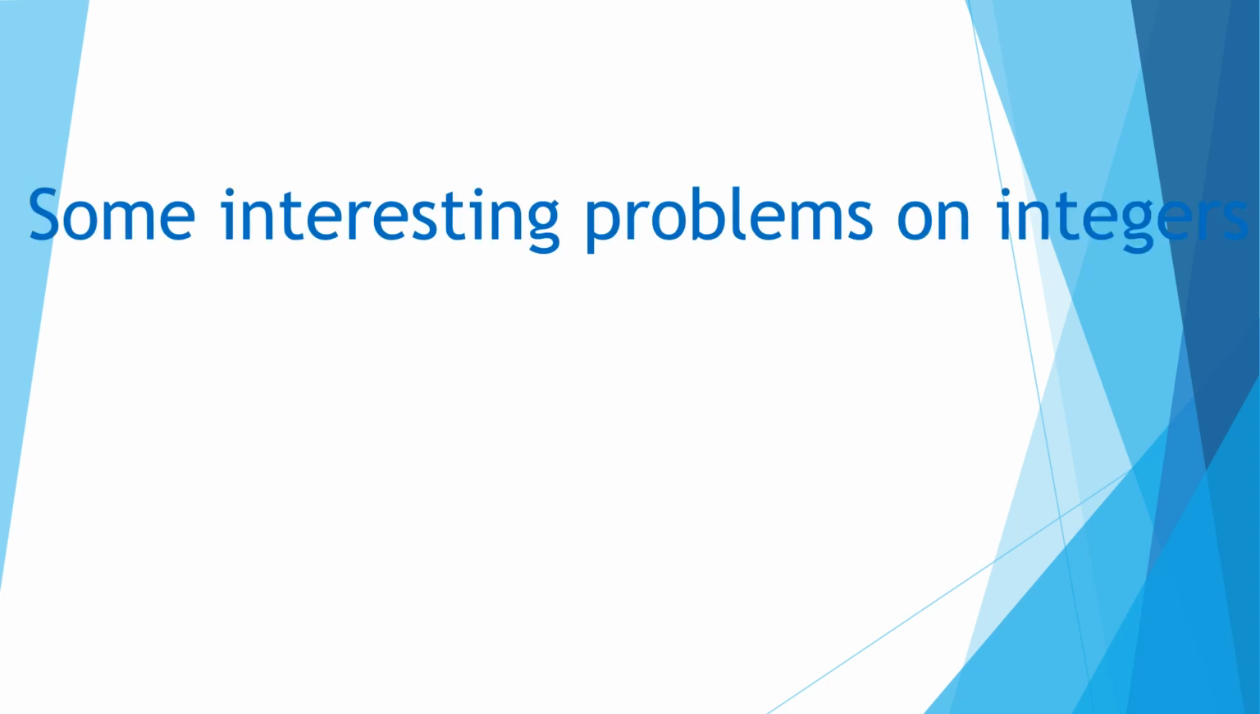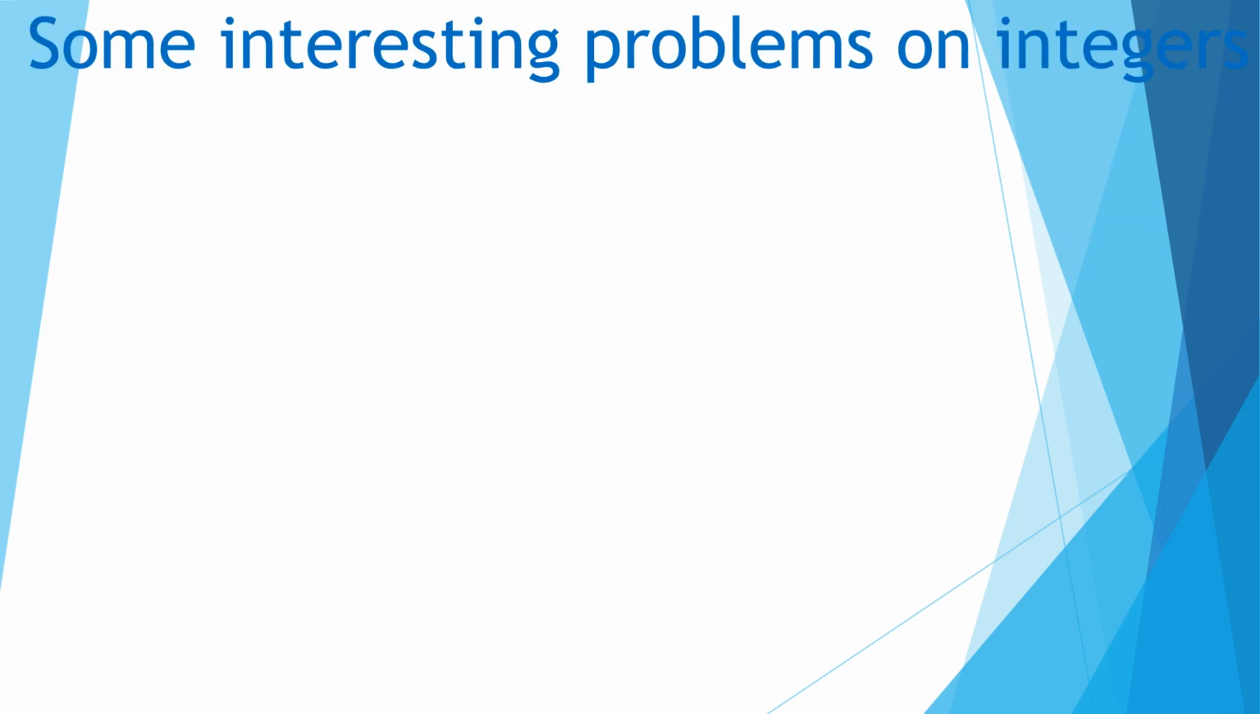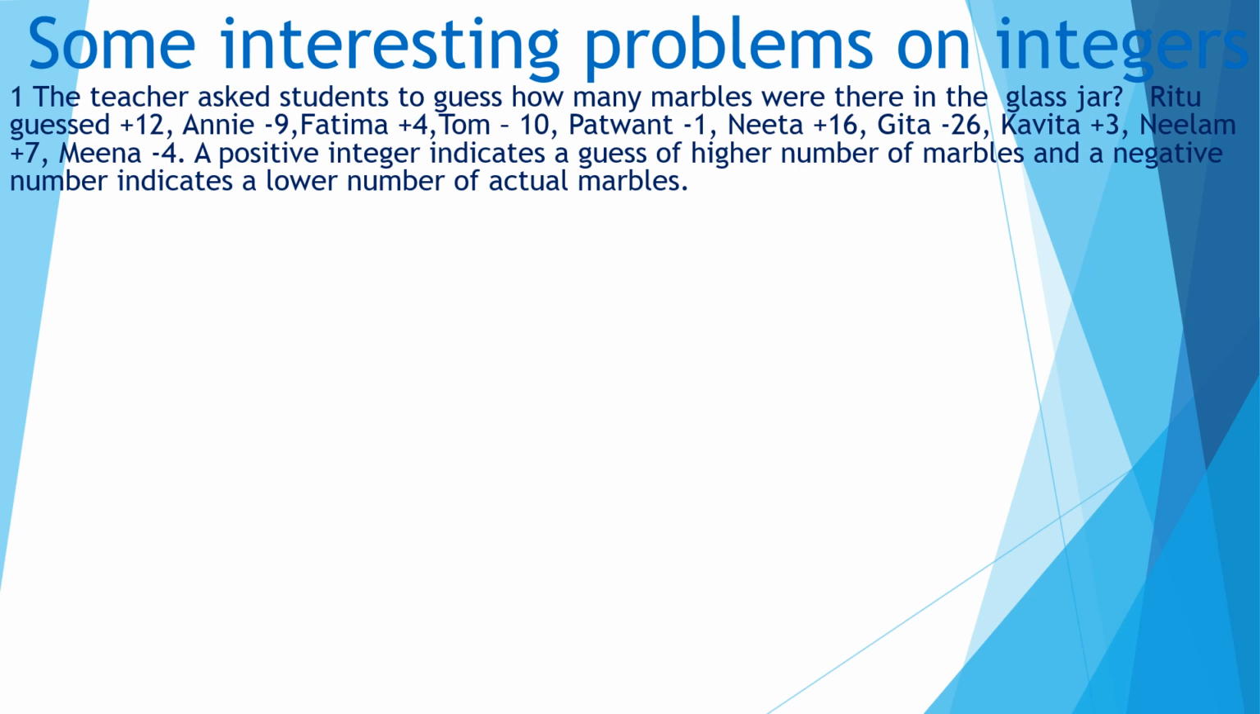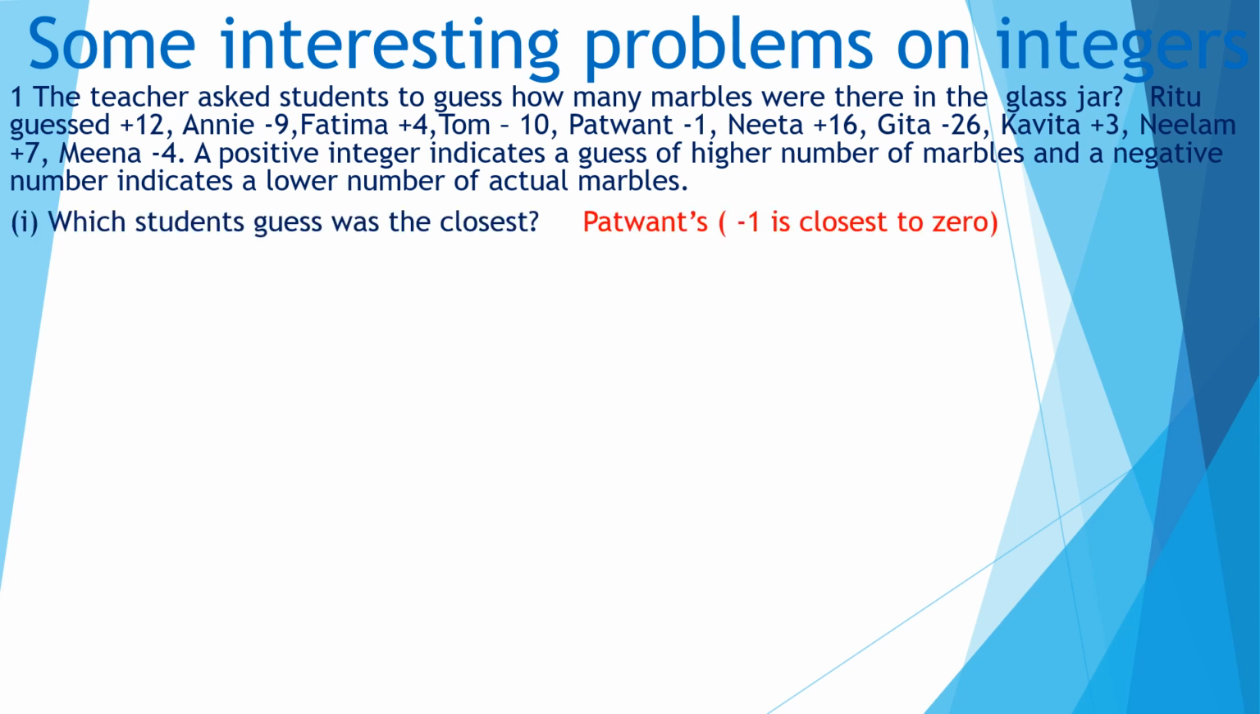Some interesting problems on integers. NCERT Class 7, Chapter 1, page 10, exercise 1.2. The teacher asked students to guess how many marbles were there in a glass jar. Different children gave different guesses.